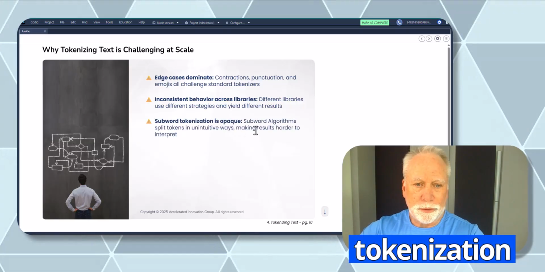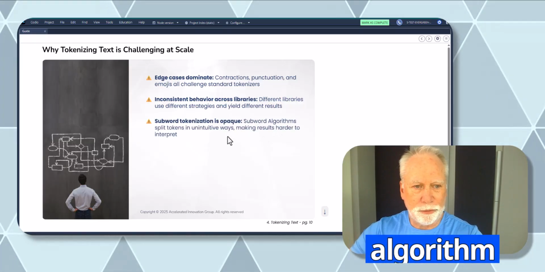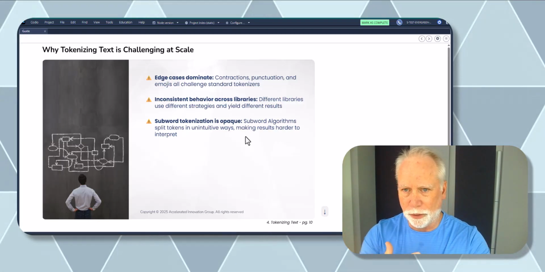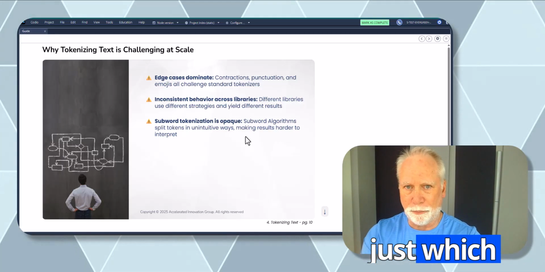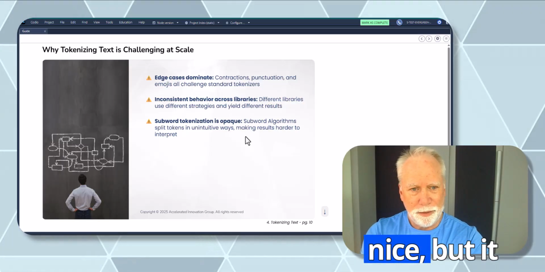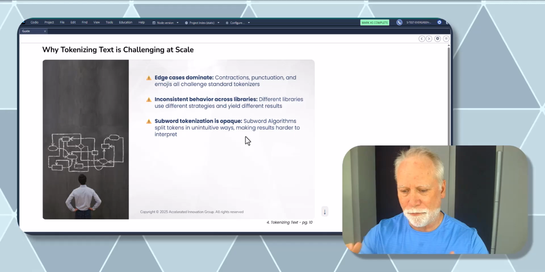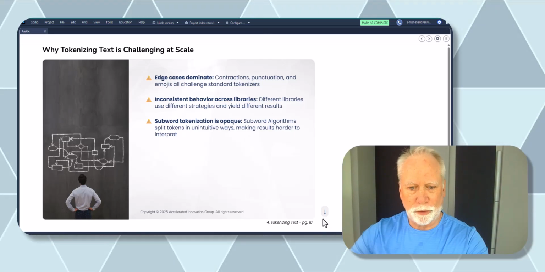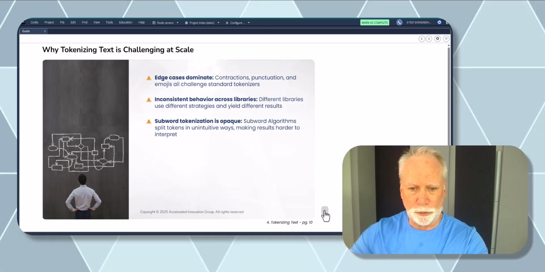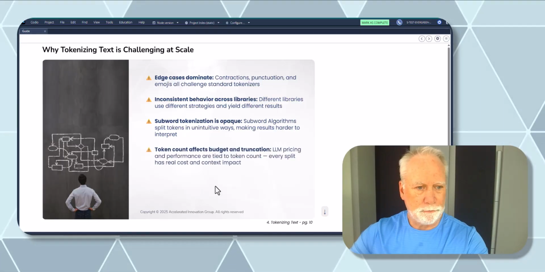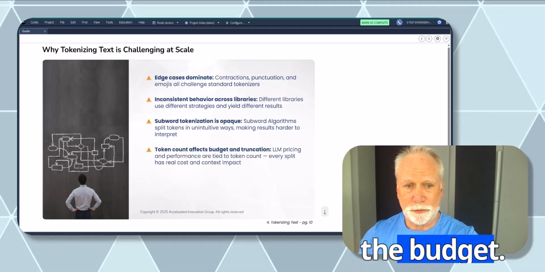And then subword tokenization can be opaque, right? The algorithms don't necessarily split it in a way that we would intuitively think, right? It's not necessarily just breaking it up by syllables, which would be nice, and would mean more to us, but not to the model, right? It's probably matching the internal tokenization for that language. And to that point, it will be different based on the language, right? Token count affects the budget, right?